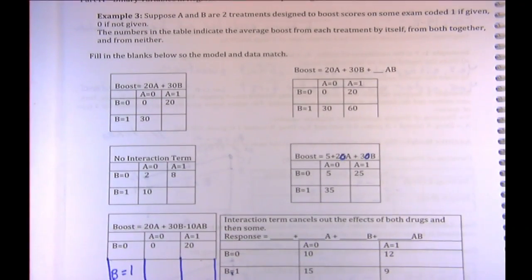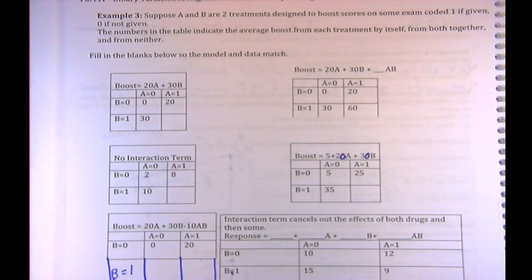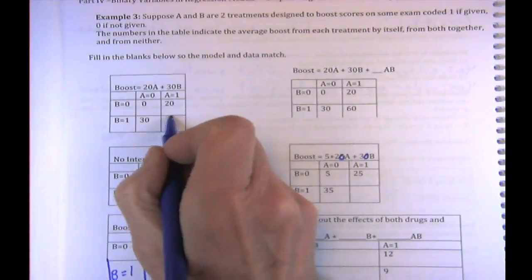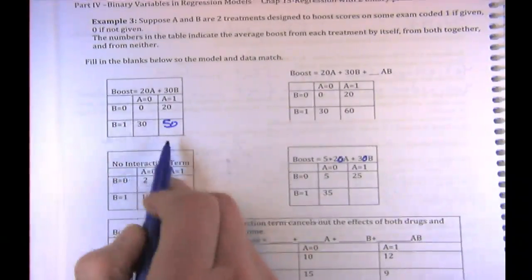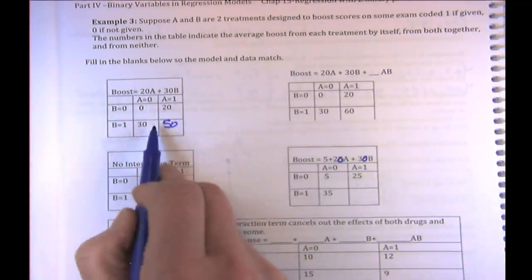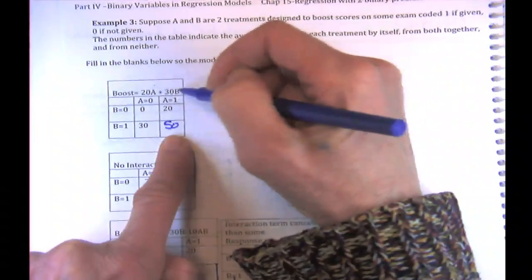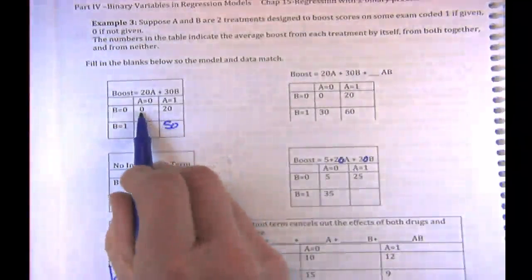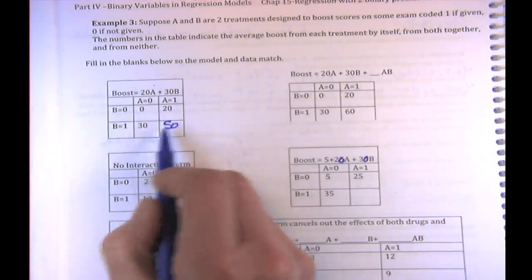All right, so for this first one, I hope you all got 50 here. You're just saying, okay, it's a complete additive effect. If you put 1, this box is a 1 for A and a 1 for B, so you could just say 20 plus 30. There's no interaction effect, so you add 20 here. And then 30.